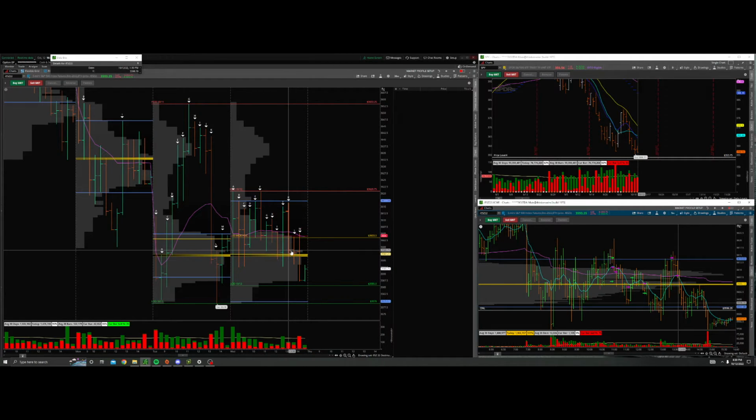I mean, I could have held on and let it rotate down lower, but at the time, I just wanted to take the quick scalp. Didn't know if we were going to continue to push lower or what was going to happen.